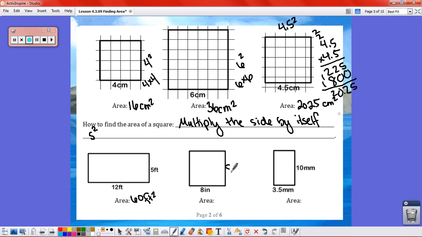8 times 8 is 64. And 3.5 times 10. I don't really need to make this problem. I know it's going to be 35, but let's just check. 1 times 5 is 5. 1 times 3 is 3. And there's 1 decimal point, so you get 35. 35 millimeters squared.